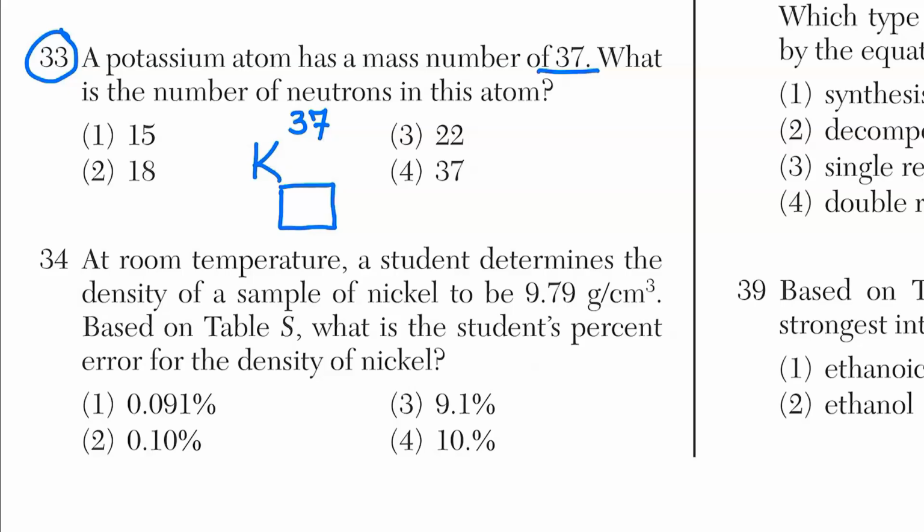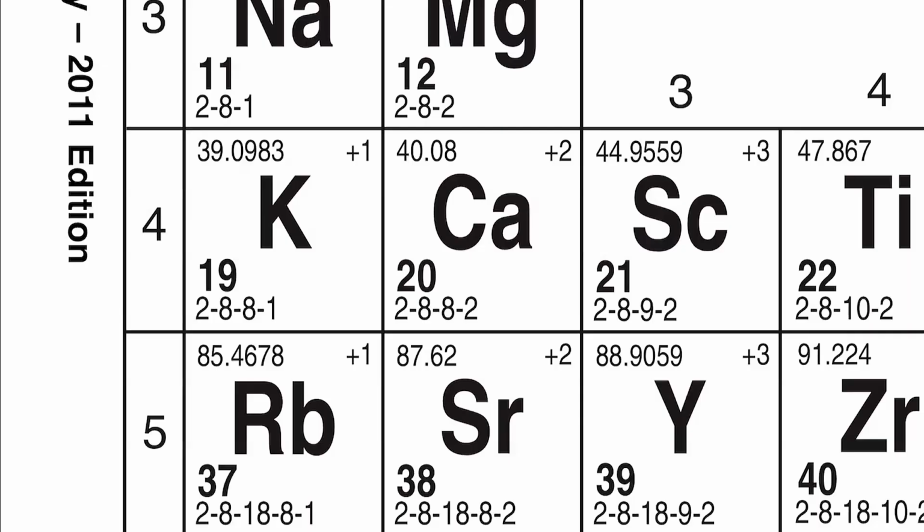Let's go to the reference table. So there is potassium, number 19 in terms of its atomic number. Now, if you didn't know potassium was K, by the way, Table S will tell you that. So if you're not sure what the name and chemical symbol is for an element, please go to Table S and you would find K for potassium.